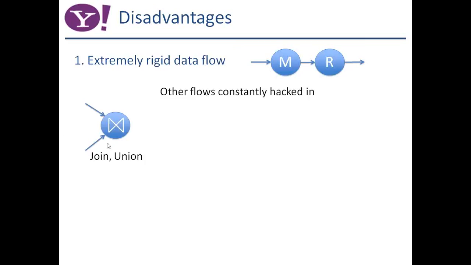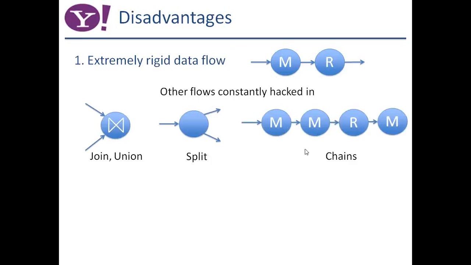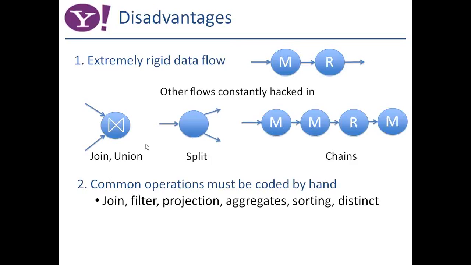Okay, and if you want to do such a join and union, or if you want to split something called M, or if you want to do such chains, this is something which is not possible. The other flows you have here are going to be hacked in split. Shuffle and sort, how this is being split, and how to do this join and union. And if you want to do something like mapper, reducer and map chains, this is something which I cannot do with the help of these things.